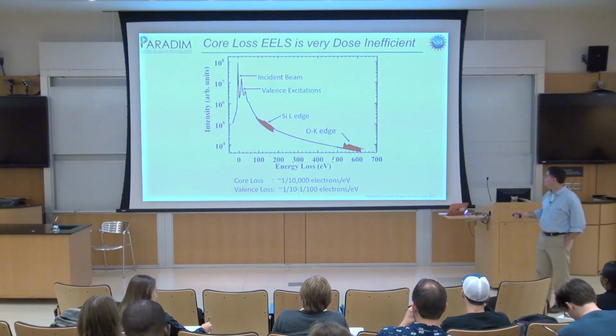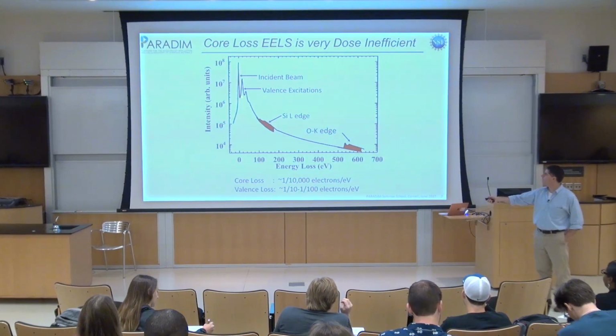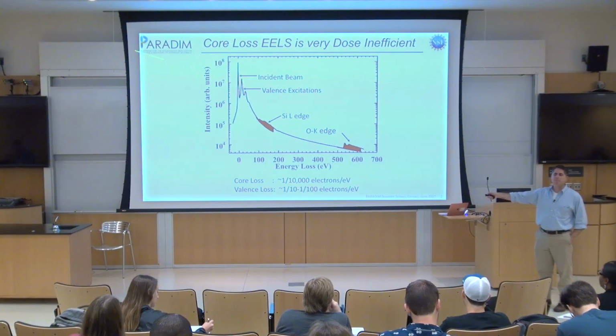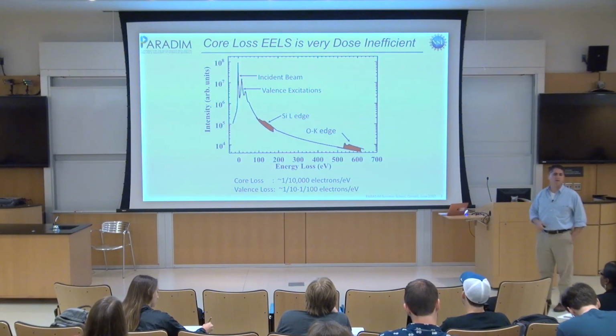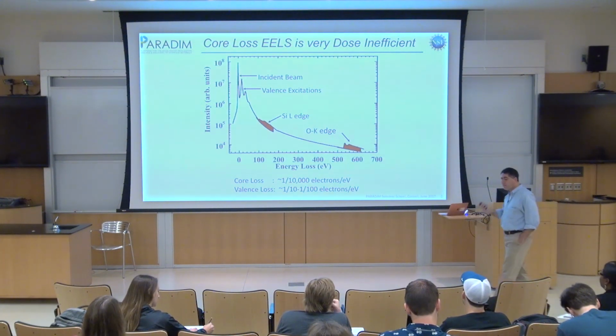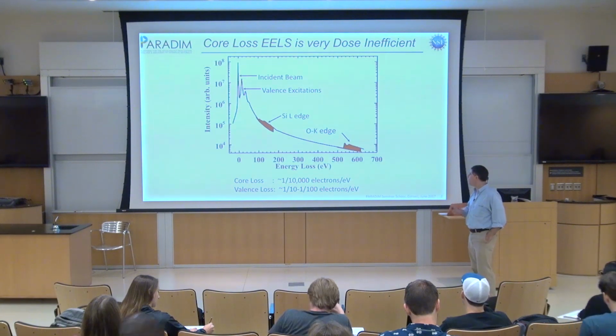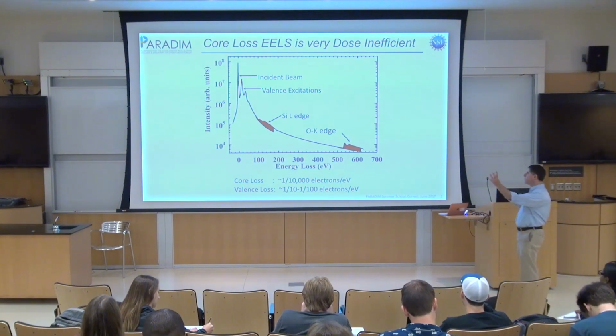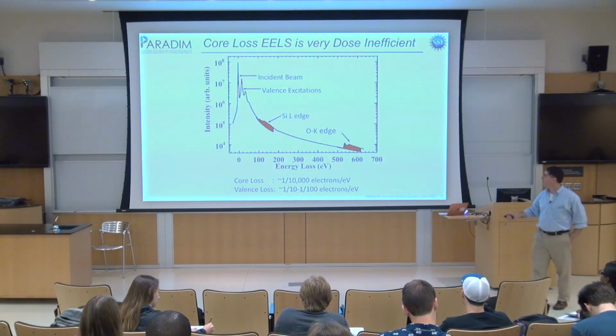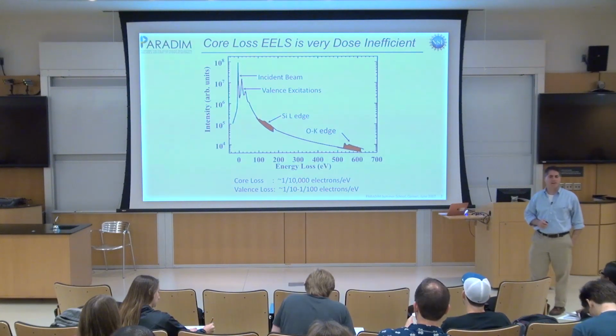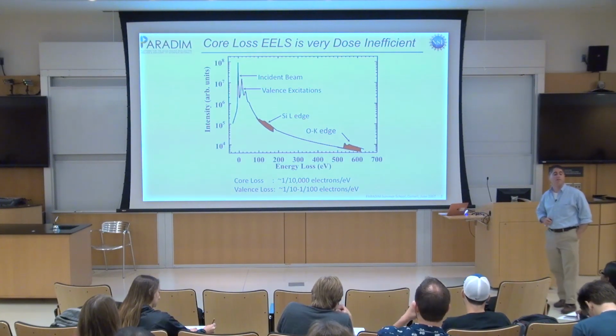So the nice thing about the valence region is that about 10% of my scattering is going into that region. So it's a nice big signal. I can get that signal very quickly, and it's going to be very dose efficient. That's the good news. The bad news is it's a lot of my signal. There's a lot of scattering going on there, and that makes life very, very difficult.